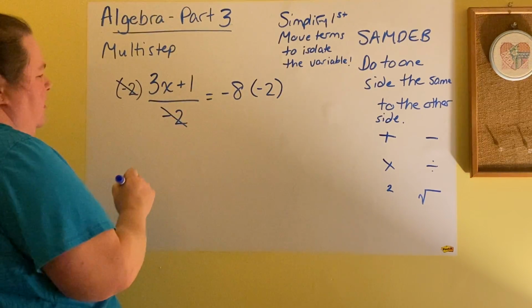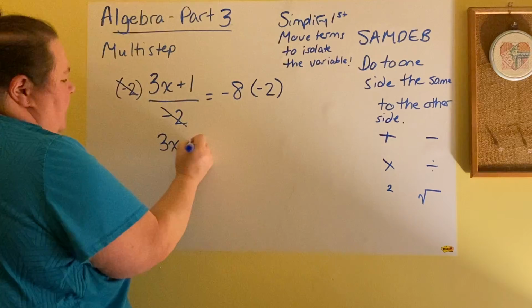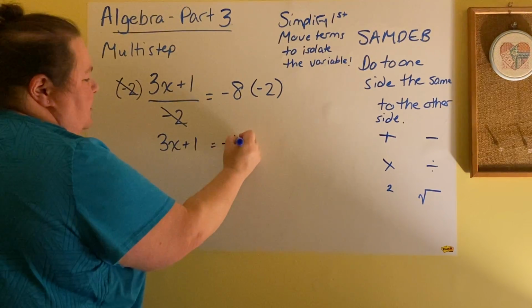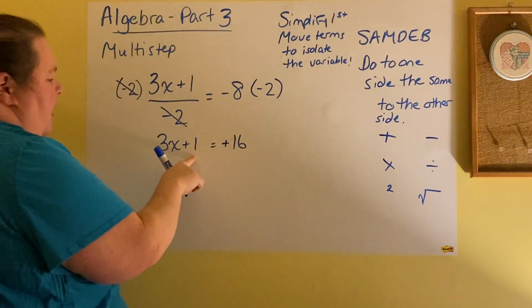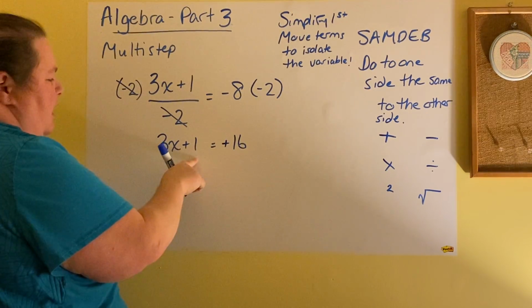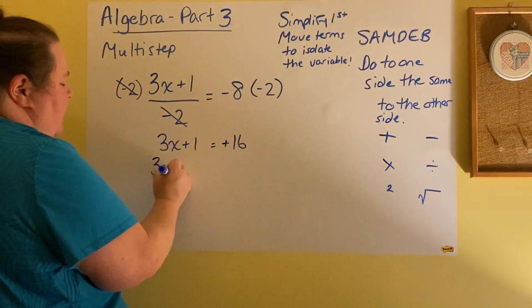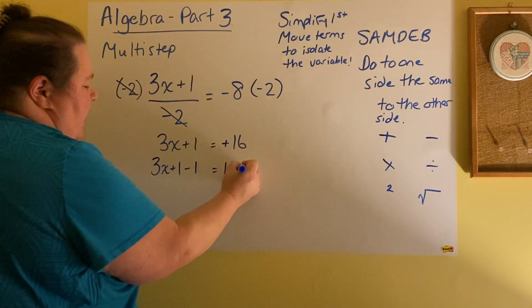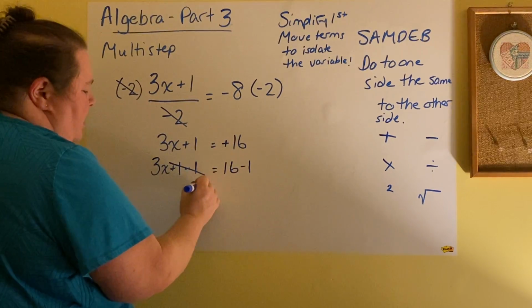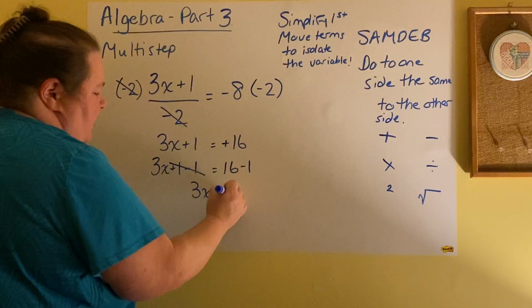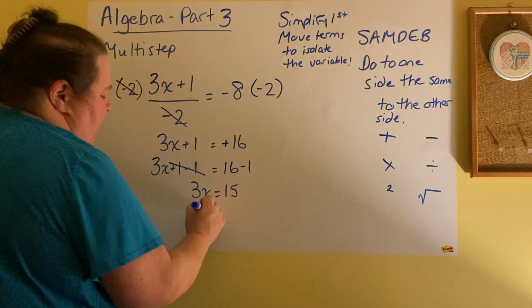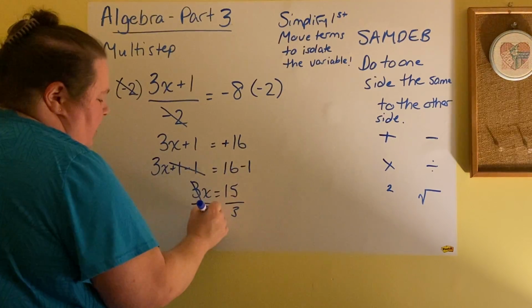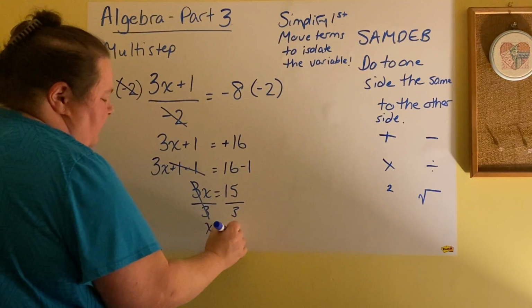That's going to cancel, and I'm left with 3x plus 1, and then on this side, that's going to become a positive 16. I'm going to have to move that plus 1 over to here. So 3x plus 1, so I'm going to subtract 1 to cancel it out, and then they cancel. I'm left with 3x. This is 15, and this is 3 times x, so I'm going to divide by 3. And I'm left with x equals 5.